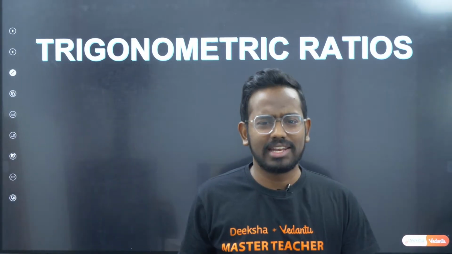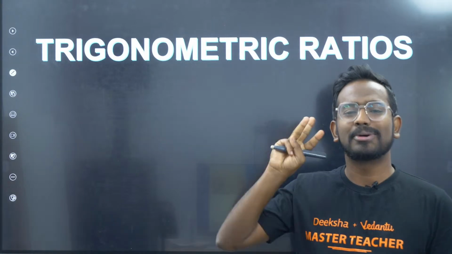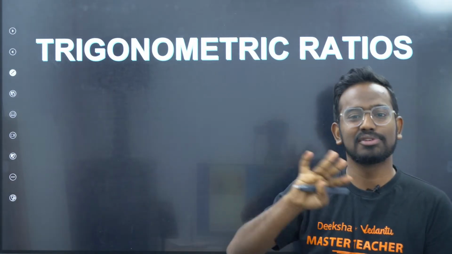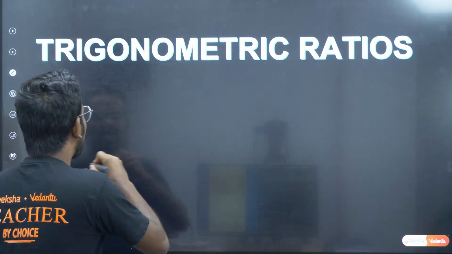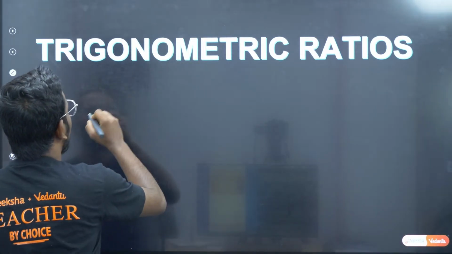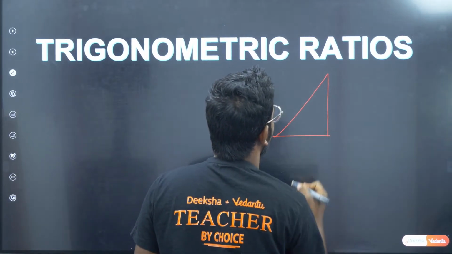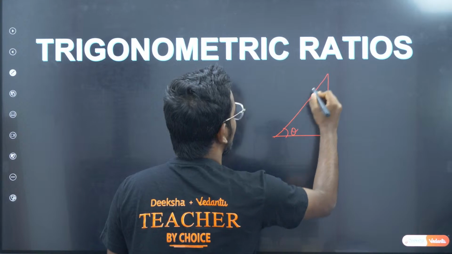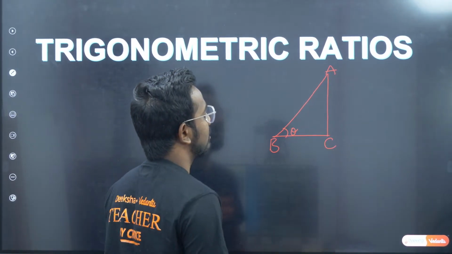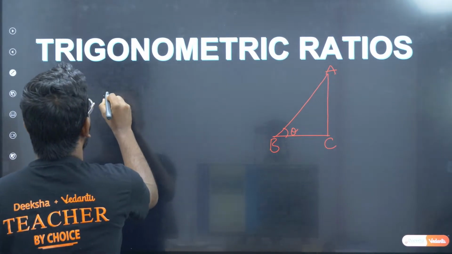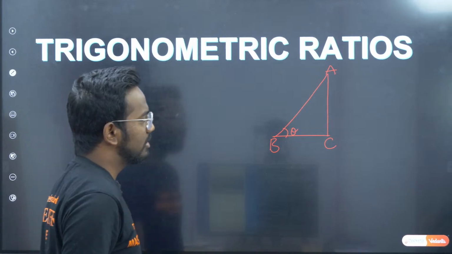So you already know what trigonometric ratios are. For this particular chapter, you should know only three things. If you know these three things, then your job is sorted. If you consider a right angle triangle ABC with the right angle at C, clearly sine theta will be opposite by hypotenuse.